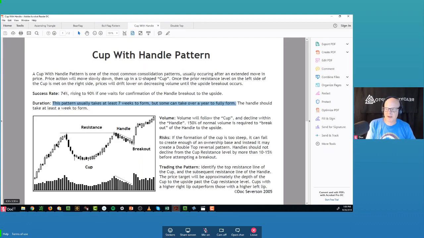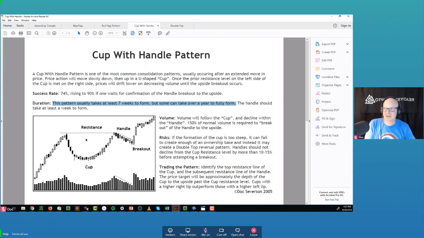So cup with handle pattern typically comes off of a strong uptrend, and then you see just sort of this base setup. And quite honestly, I don't see too many of these. What we did see with the NASDAQ, so you guys are all aware of what the NASDAQ is, the NASDAQ set up one of these over the course of the last 15 years. So sometimes these can be enormous in scope.